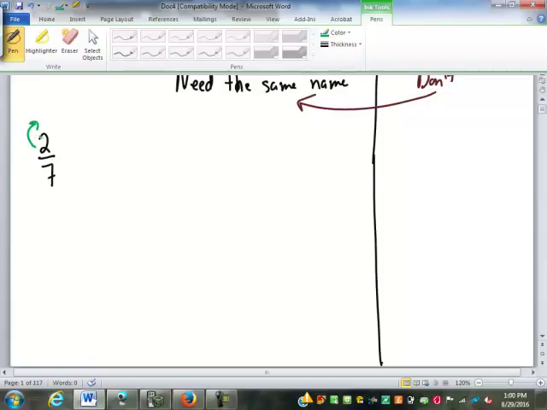So anyway, a little bit of review. What's the top number of a fraction called? The numerator. What's the bottom number called? Denominator.